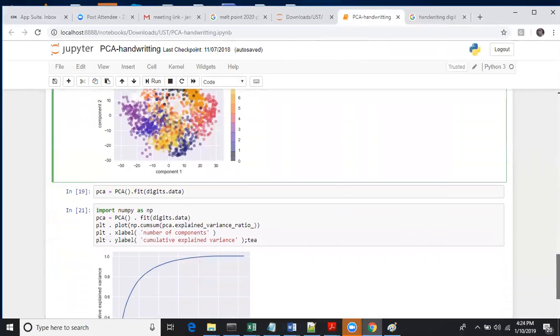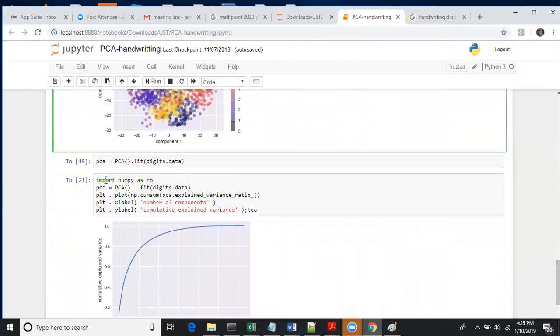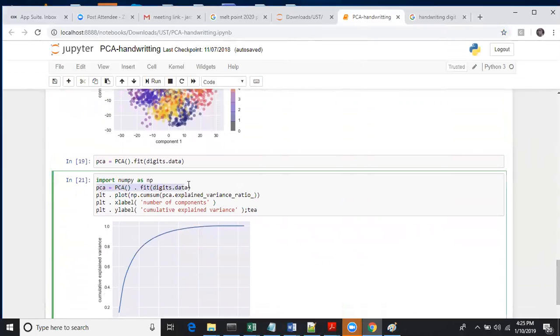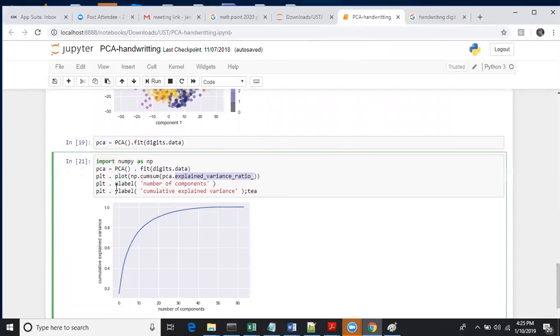Now see, the question is this one: import numpy as np. This is PCA, how we can do it. PCA.fit on digits.data, and plot np.cumsum of pca.explained_variance_ratio_. This is inbuilt terminology of PCA. So what we plot is the number of components on the X level and cumulative explained variance on the Y level. Ultimately we are only putting the text.